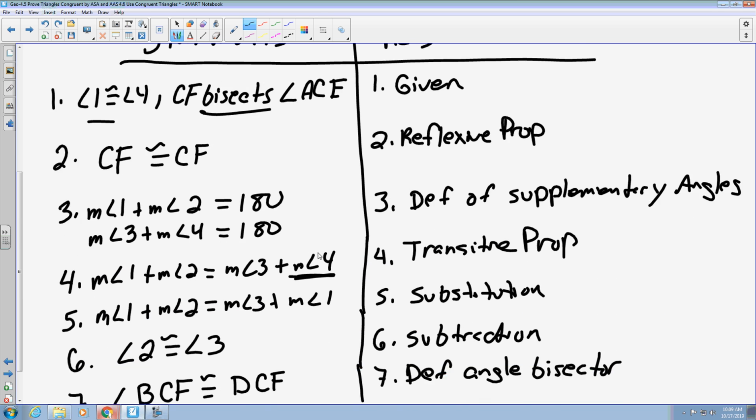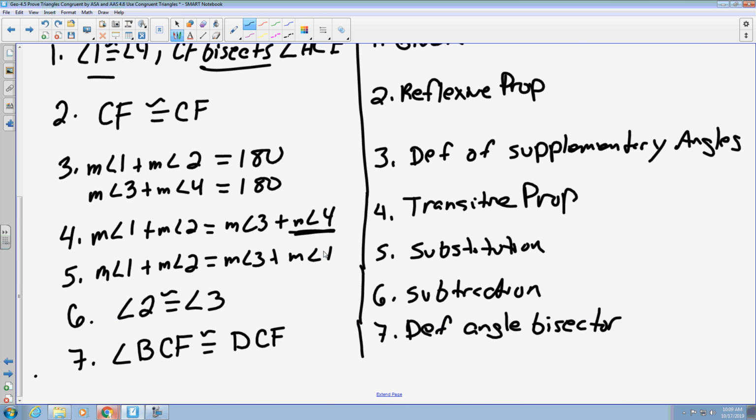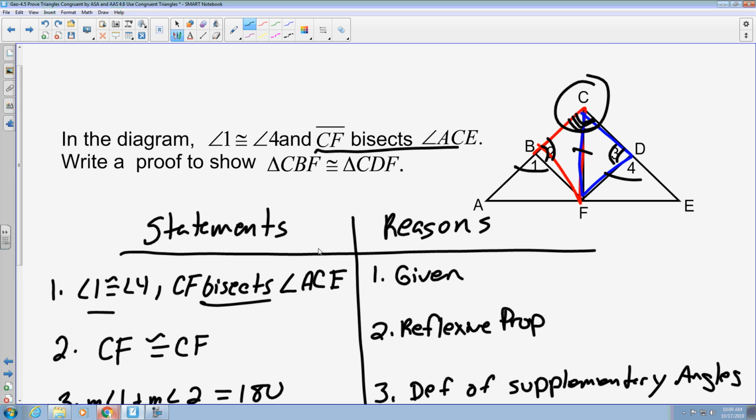So now I can say that triangle CBF is congruent to triangle CDF because of angle, angle, side. Because angle, angle, side. All right.